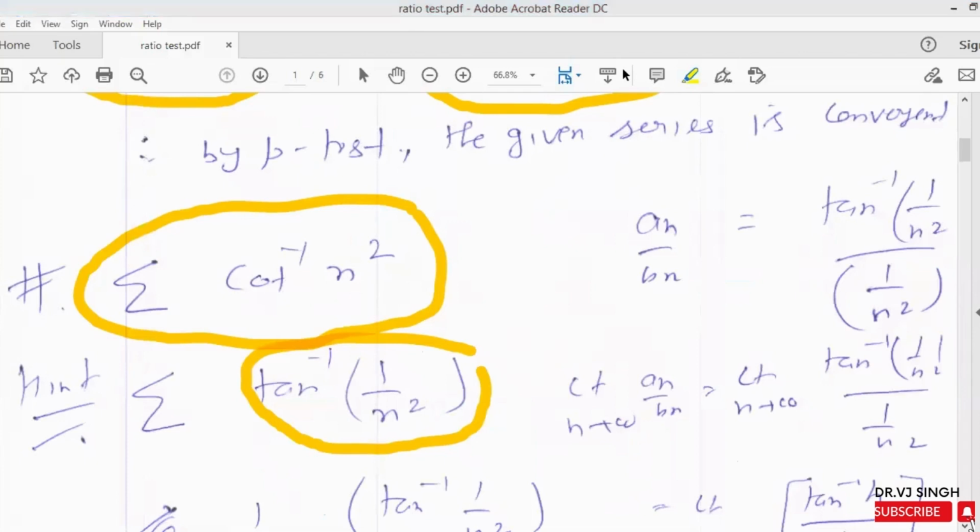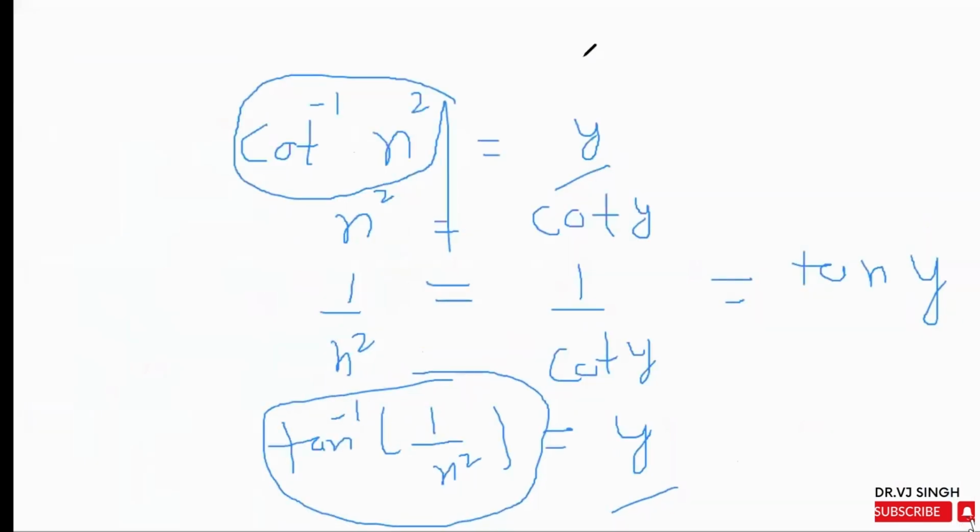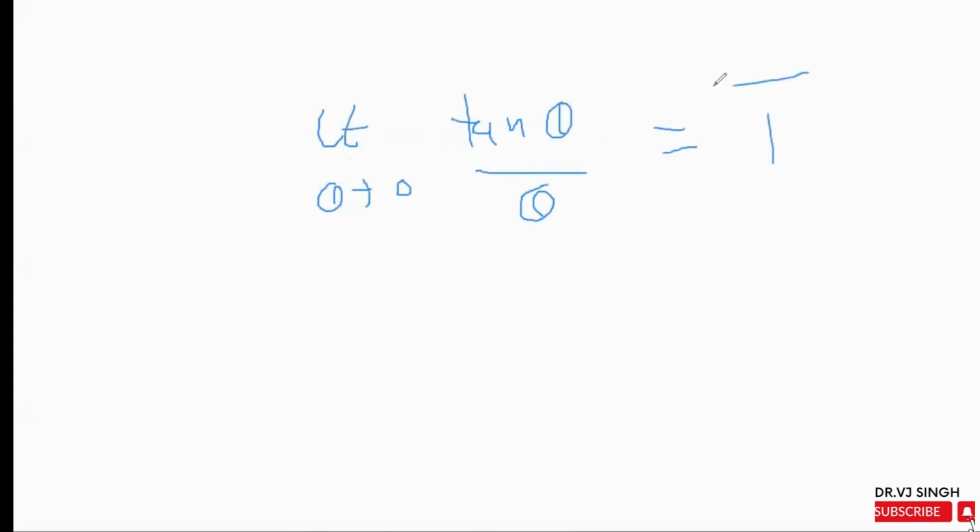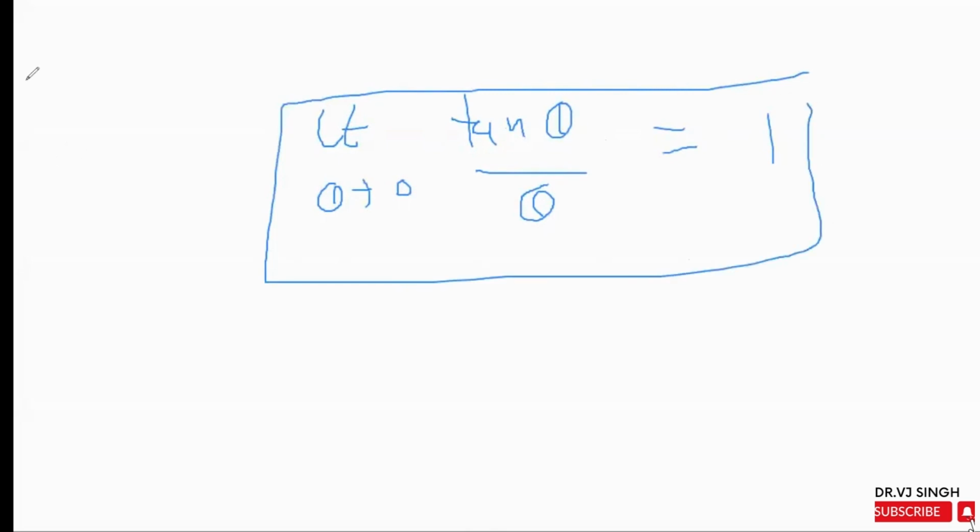So this is a different type of question. We have this formula: limit theta tends to 0, tan theta by theta. Anyone, what is the value of this? Limit theta tends to 0, tan theta by theta. This is equal to 1, sir. Similarly, you also know this formula: limit x tends to 0, sine x by x. This is also equal to 1.